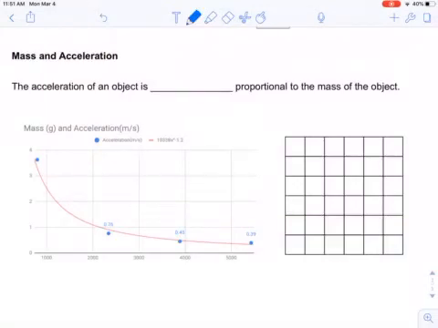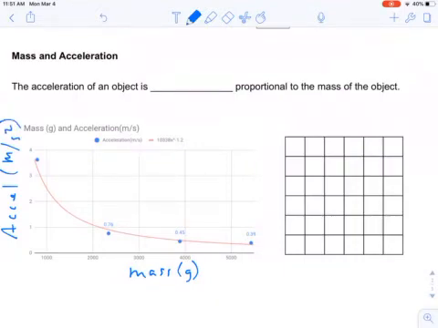Let's take a look at our data from mass and the acceleration. So we don't have a label here, but this is mass, and it looks like these are values of grams. And this is acceleration in units of meters per second squared.